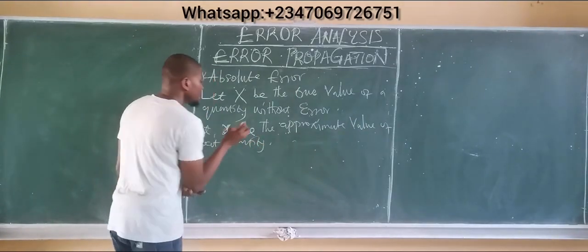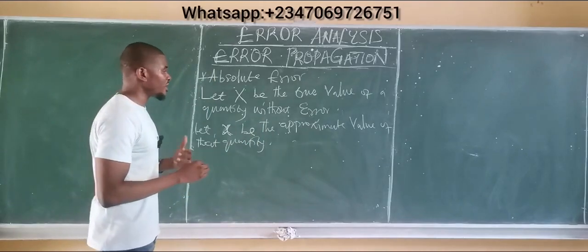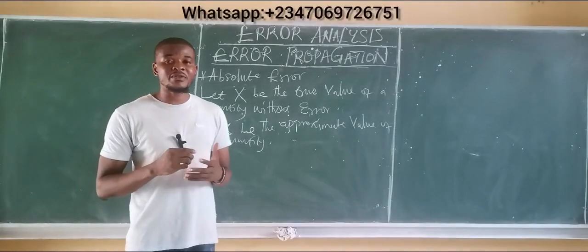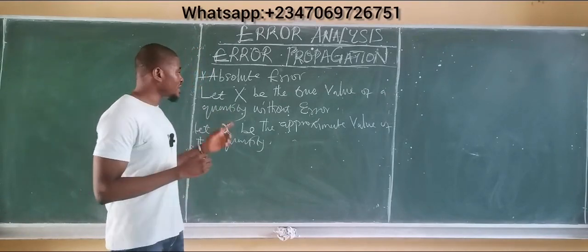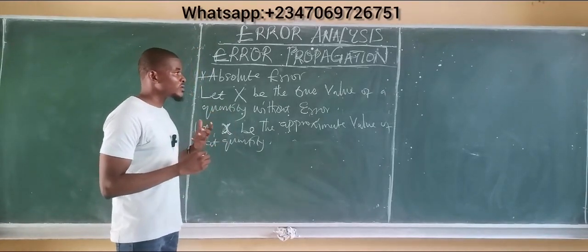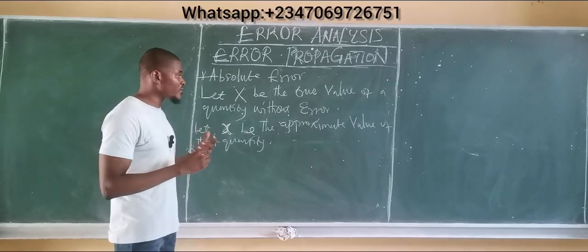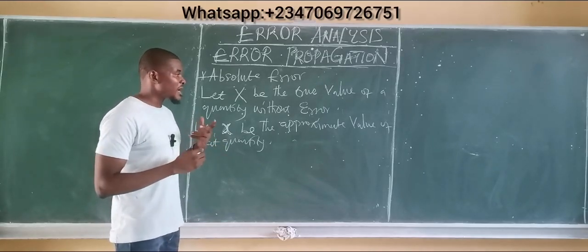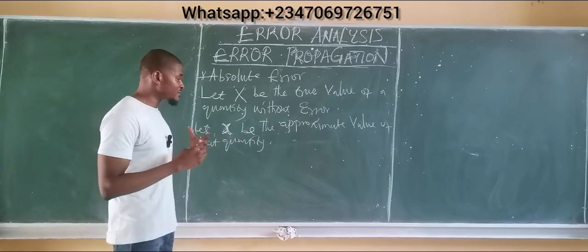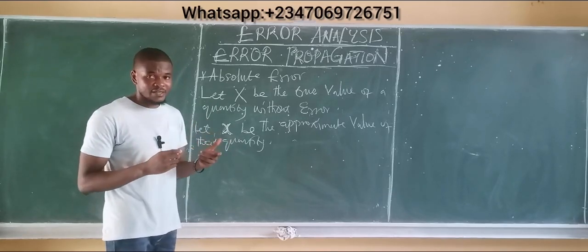Now, when we say approximate value, it simply means the original value has either been reduced by subtraction or by round off. So let capital X be the real value or true value of a given quantity without an error. Let small x be the approximate value of that quantity. That simply means in this case there's an error.